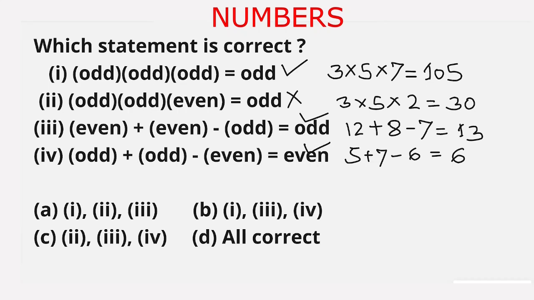Now we go to the options. The option in which statements 1, 3 and 4 are correct will be our answer. And that option is option B, 1, 3 and 4. So our correct option is option B. This way we can solve such type of question. Hope you have understood the solution. We go to the next question.